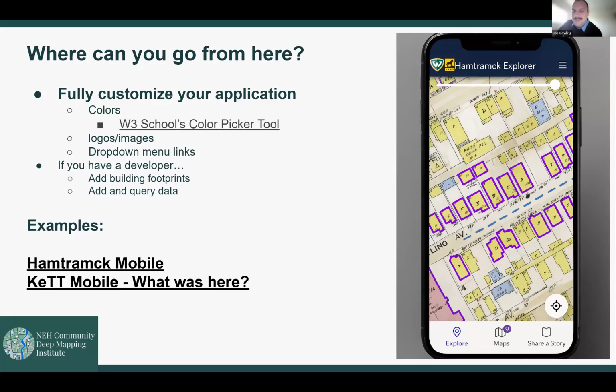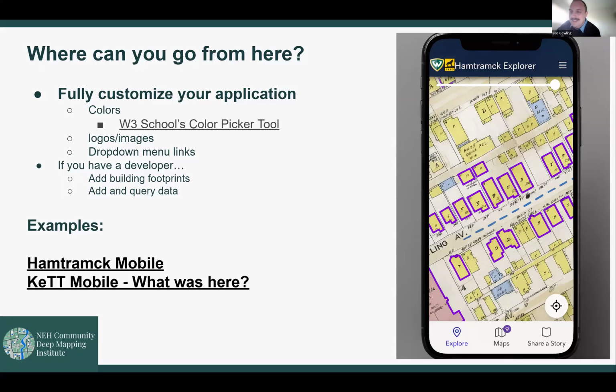So, when you have a mobile application, where does this go from here? Where do you take this? You should continue customizing your application: colors, logos, images, drop-down menu links, things that are easy. But if you have a developer, you want to hire a developer, or you are a developer yourself, you could add building footprints, add and query data.